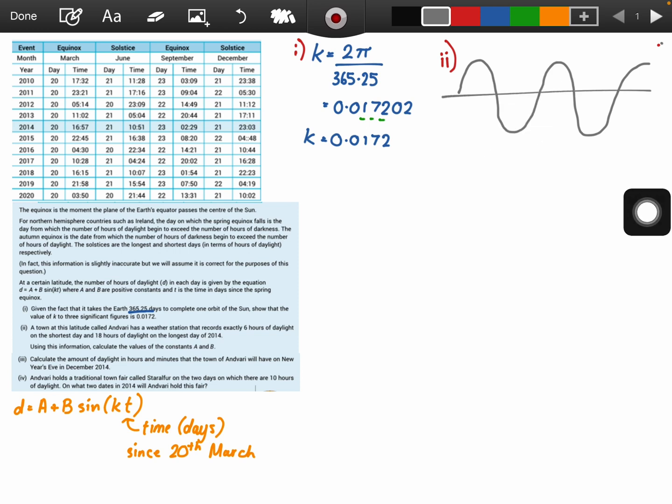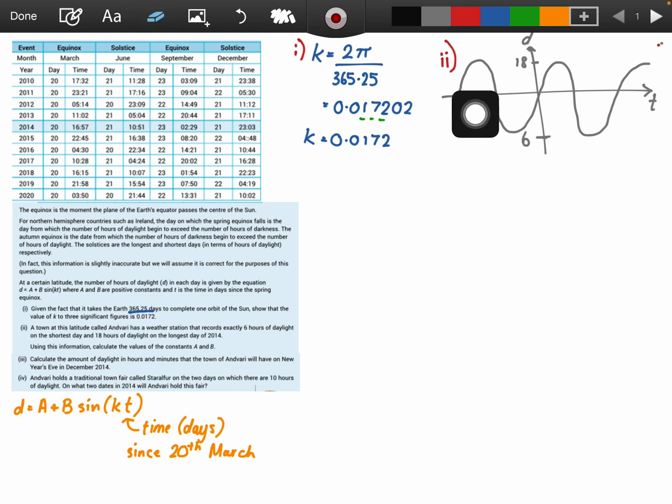So let's say this is my sine graph here. The minimum amount of sunlight each year is 6 hours. So this axis is my daylight and this is the time that I have. So it's 6 hours, and then the maximum amount of daylight is 18 hours. That's what the question just told me.